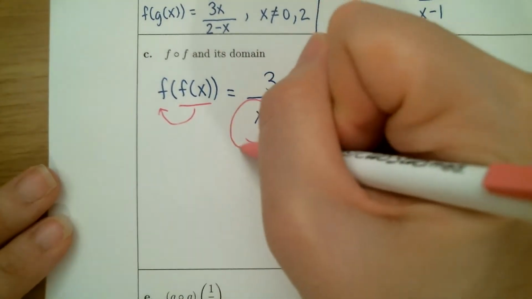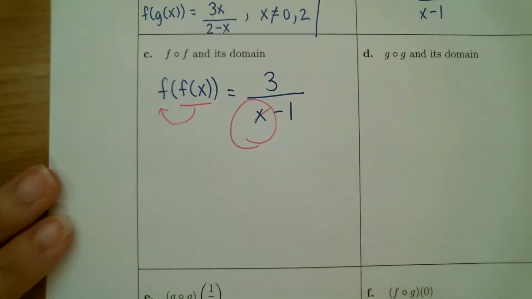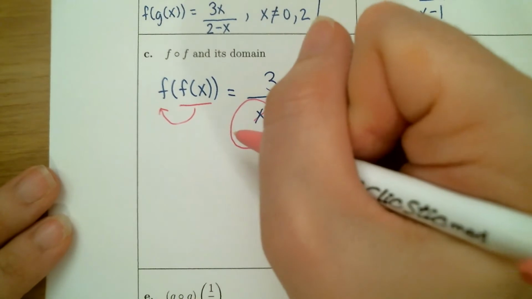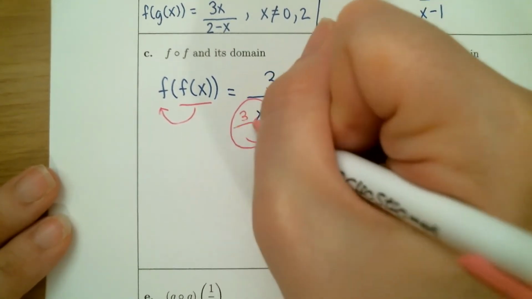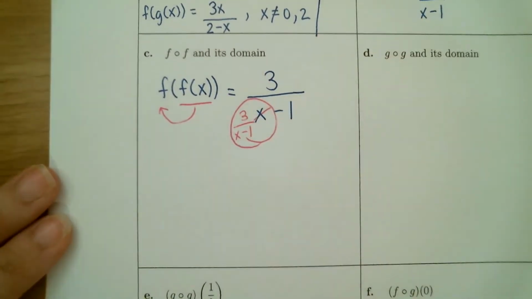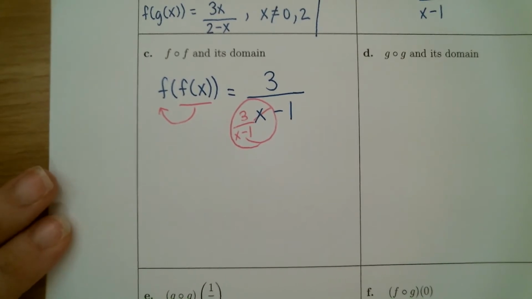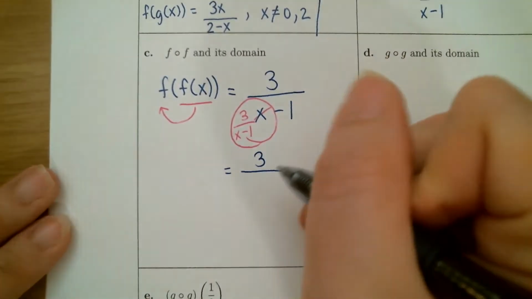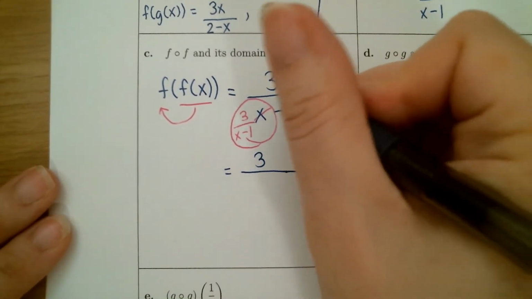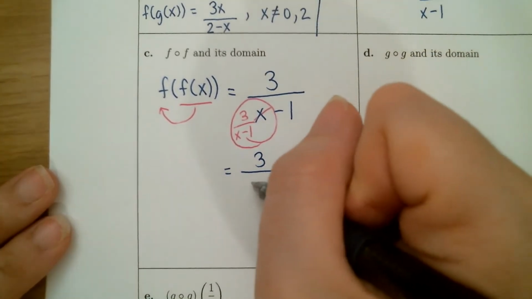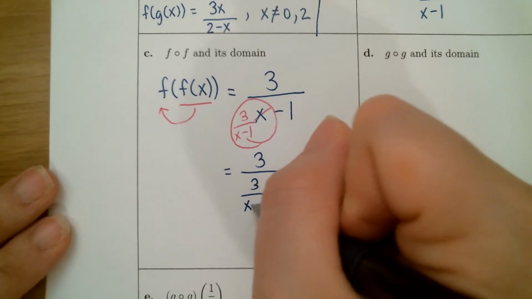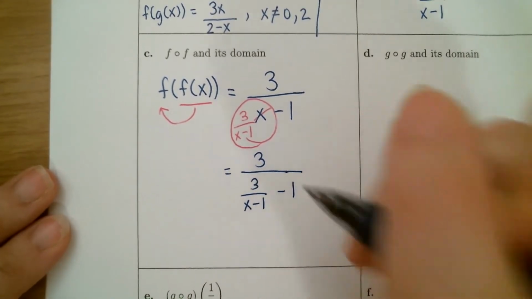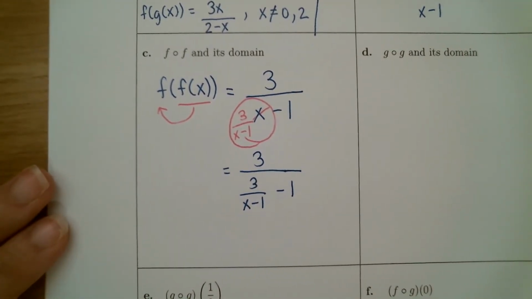So everywhere I see an x, circle your x, we are going to replace it with the inside function, which is also 3 over x minus 1. If I write this out, this is going to be 3 over, so you've got the 3 in the numerator, and then the new denominator becomes 3 over x minus 1 minus 1. And this is what you're going to have to simplify, unfortunately.